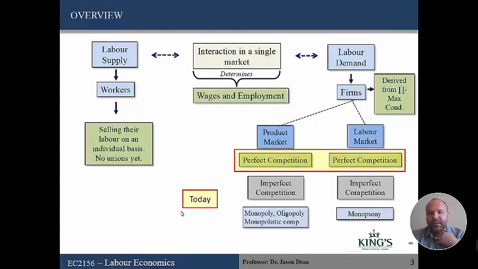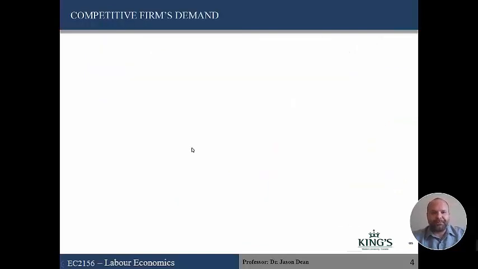Today, we're going to look at a perfectly competitive product market and labor market, and we'll also talk about imperfect competition in the product market, okay? So we're going to look at the equilibrium for when the product market and labor market for the firm are perfectly competitive. But today we're also going to assume that perhaps the product market, and so the firm itself, is a monopoly. And how does that change things? And then next time we'll look at monopsony.